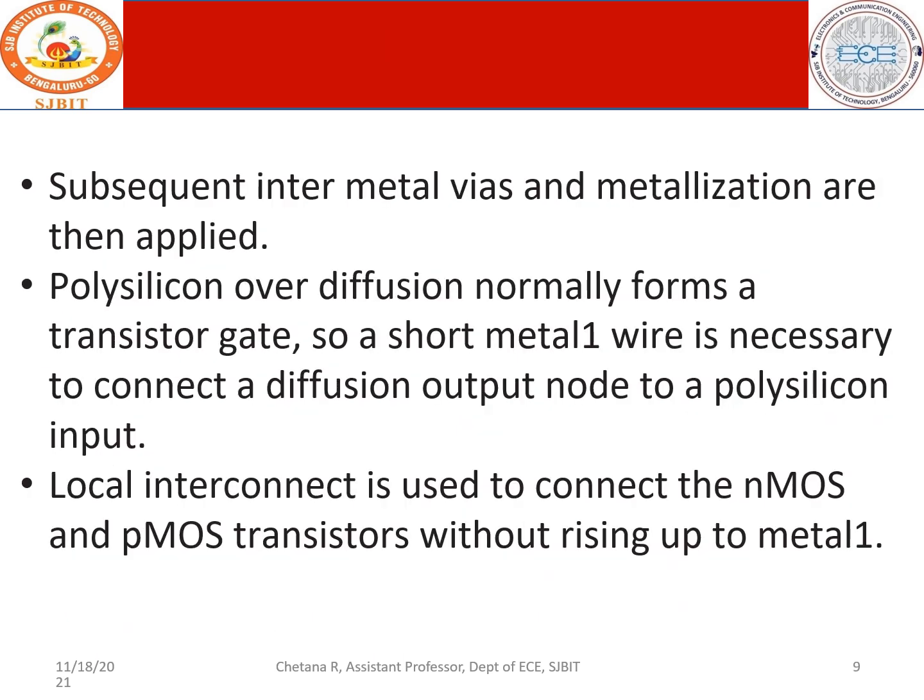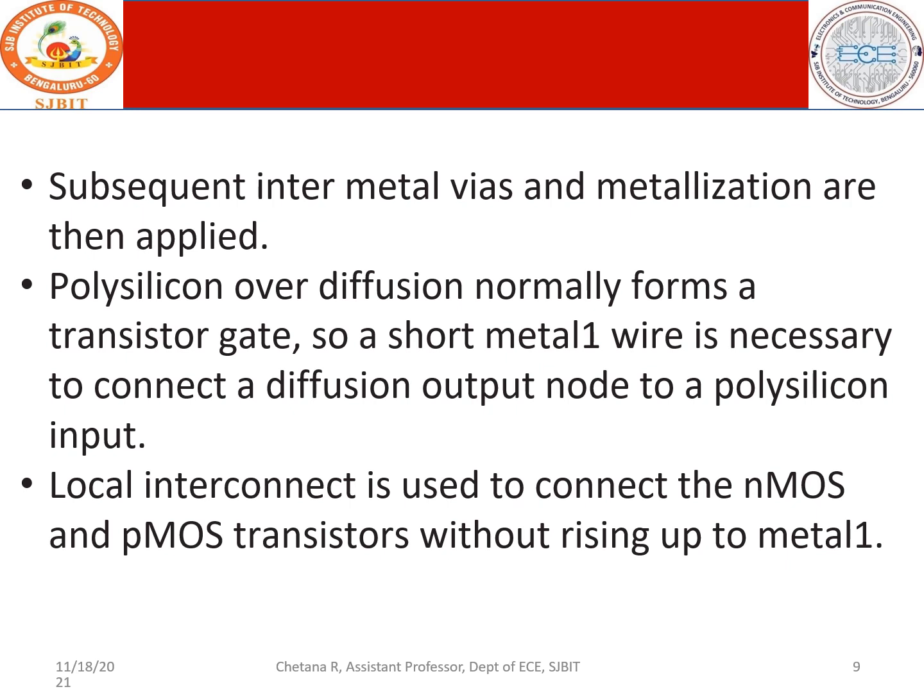Finally, intermetal vias and metallization are applied. In intermetal vias, when you need a connection from one metal to another metal, that is possible by vias, and metallization is applied. So polysilicon over diffusion forms a transistor, we know that. In that case, a short metal wire is necessary to connect the diffusion output. Normally, whenever we are considering transistors as input or output, it is the short wires, which we normally call metal 1.